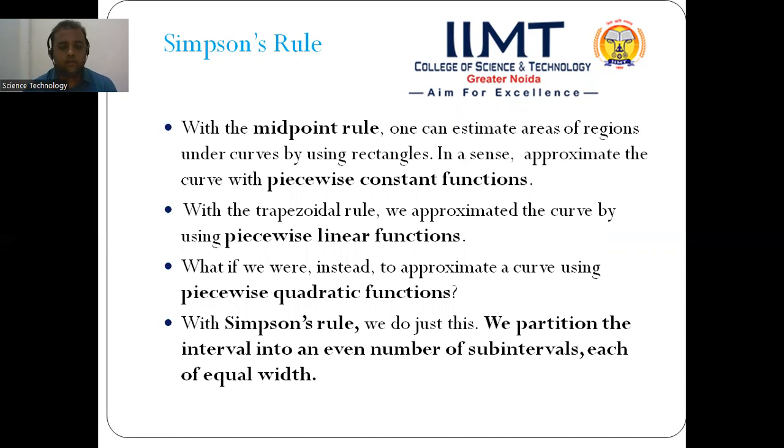Now another method is called the Simpson rule. Simpson rules are categorized into two methods. First is the Simpson 1/3 rule, and another is Simpson 3/8. With the midpoint rule, one can estimate the area of a region under the curve by using rectangles. In essence, we approximate the curve with a piecewise constant function.